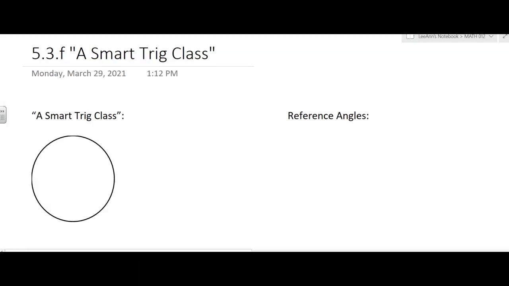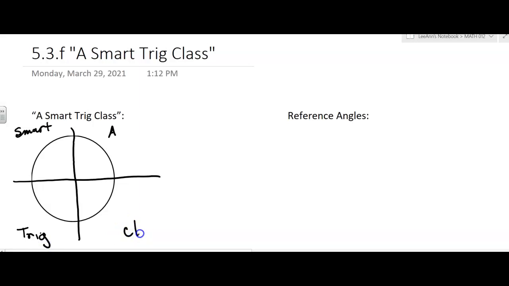So there's a little acronym to help us remember which trig functions are positive in which quadrants, okay? So it says a smart trig class. I've also heard it, all students take calculus. But anyway, we'll go with a smart trig class.